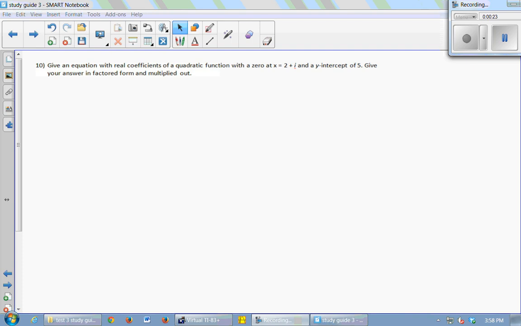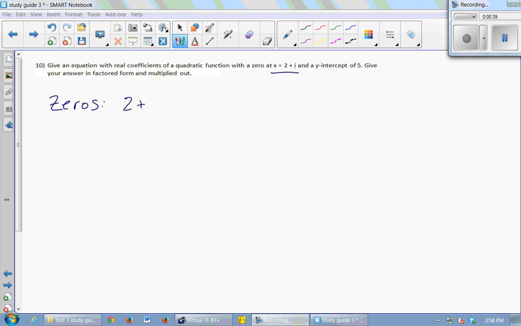But luckily I know something about complex zeros. When you have a zero with an imaginary part, its conjugate is also a zero. So I actually have 2 zeros given to me. One of them you have to infer on your own. I have 2 plus i and 2 minus i as my 2 zeros. And I know I should have 2 because it's quadratic, degree 2.